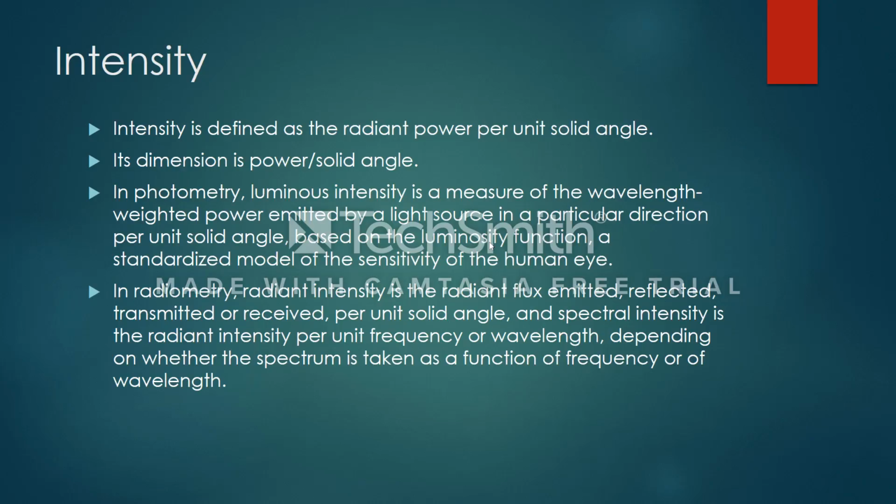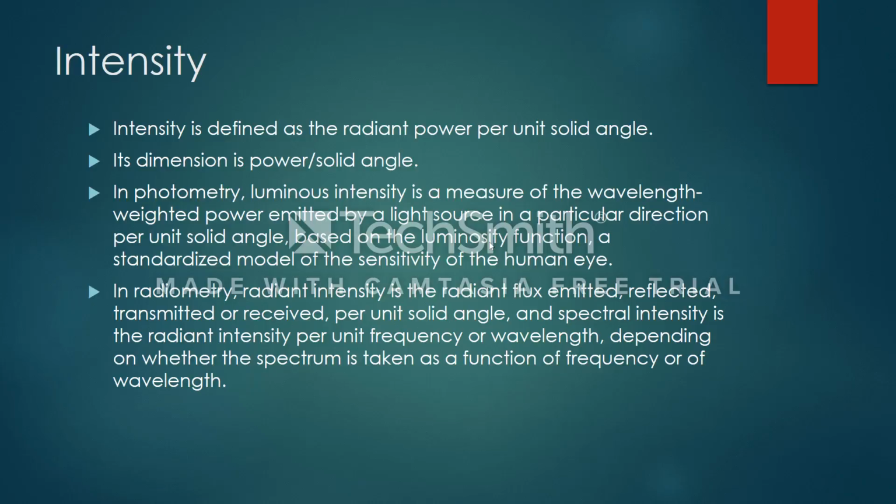What is intensity? Let's see about intensity now. Intensity is the property of the source. It is definable from a point source of light. Its dimension is power per solid angle. It is the radiant flux emitted, reflected, transmitted or received per unit solid angle.